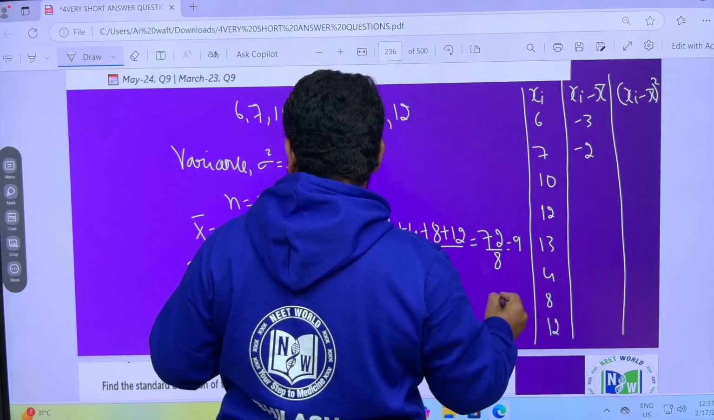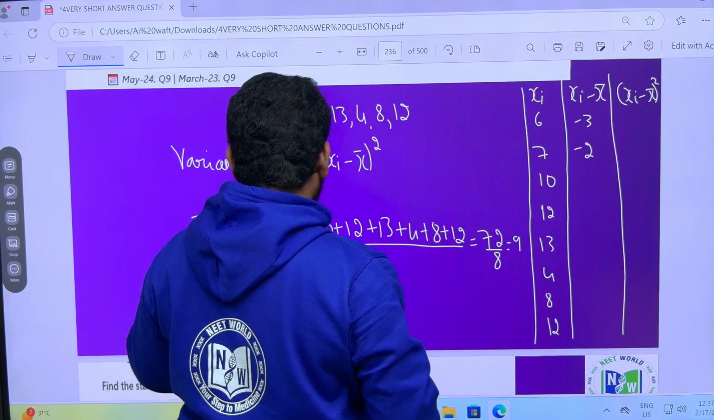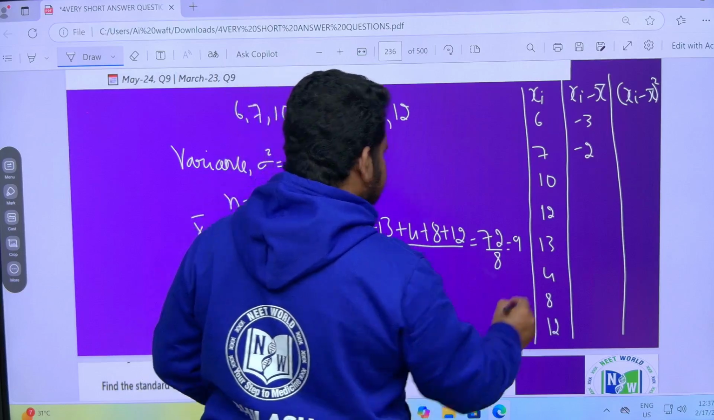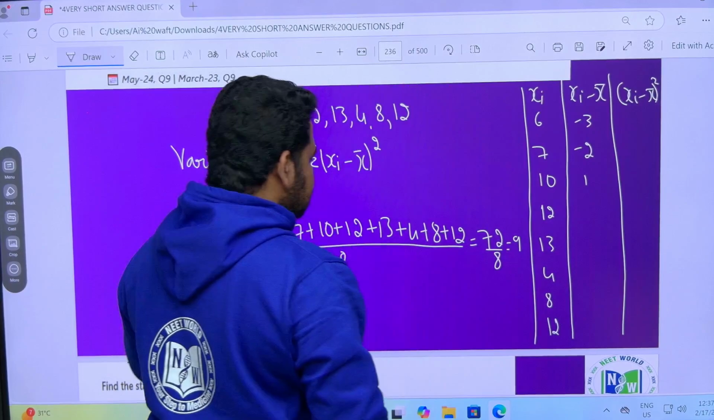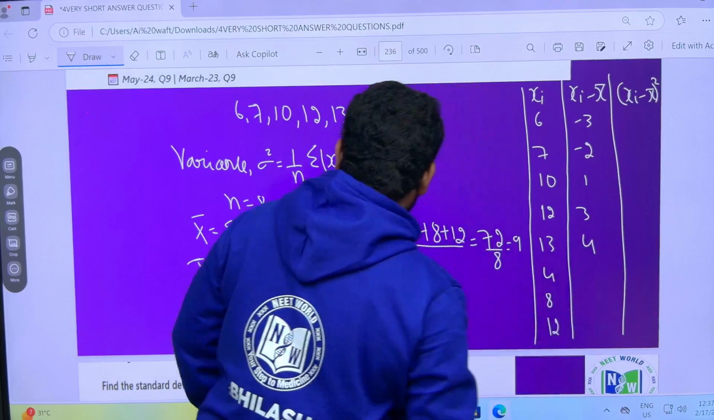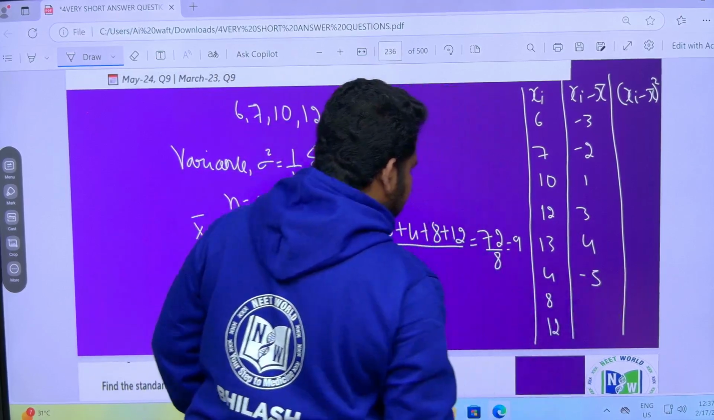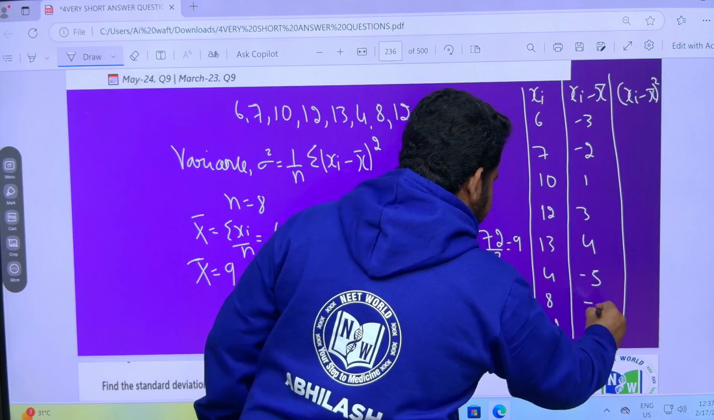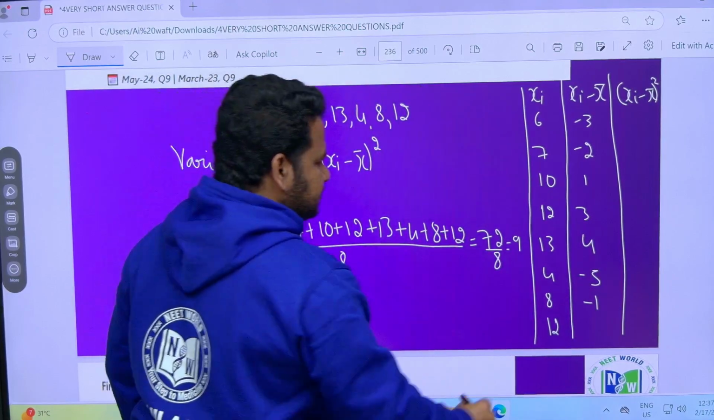6 minus 7 is minus 2. 10 minus 9 will be 1. 12 minus 9 will be plus 3. 13 minus 9 will be 4, and 4 minus 9 will be minus 5. 8 minus 9 will be minus 1 and 12 minus 9 will be plus 3.